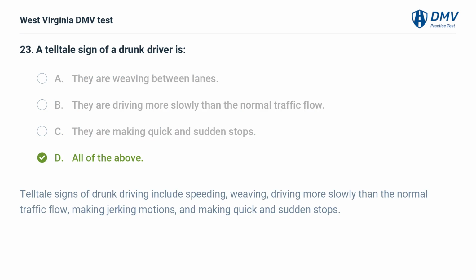D. All of the above. Telltale signs of drunk driving include speeding, weaving, driving more slowly than the normal traffic flow, making jerking motions, and making quick and sudden stops.